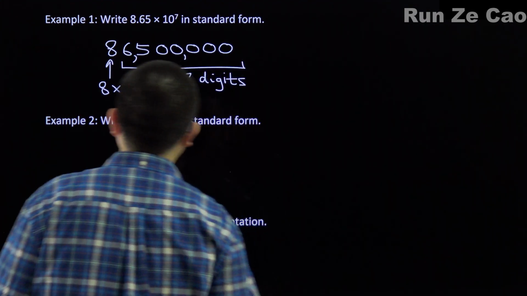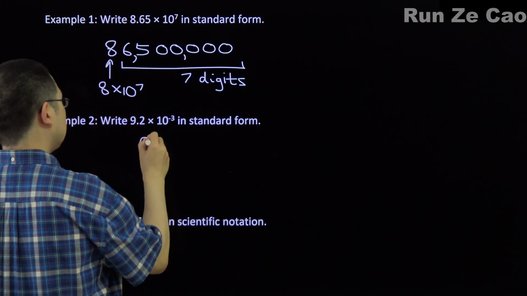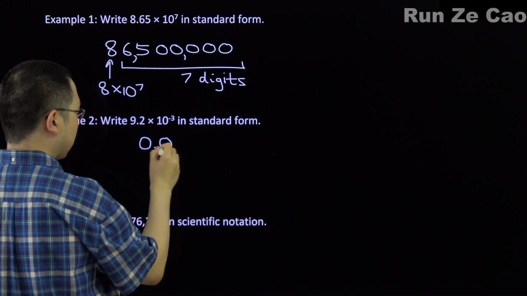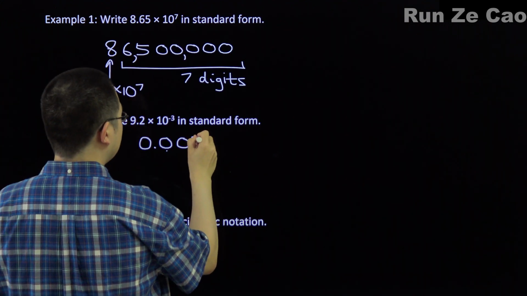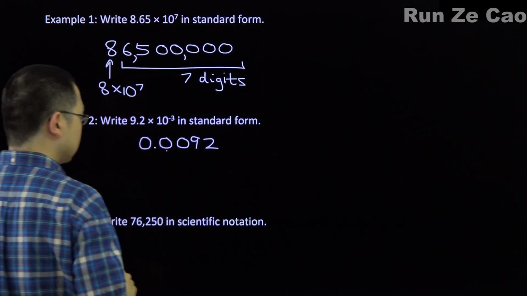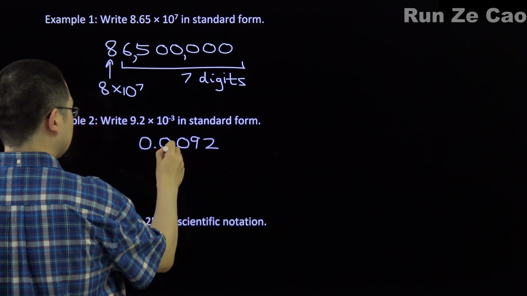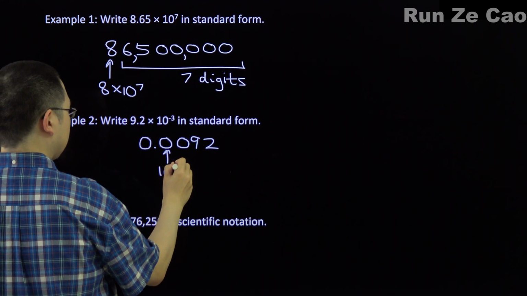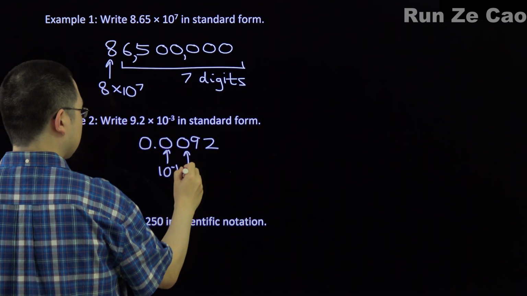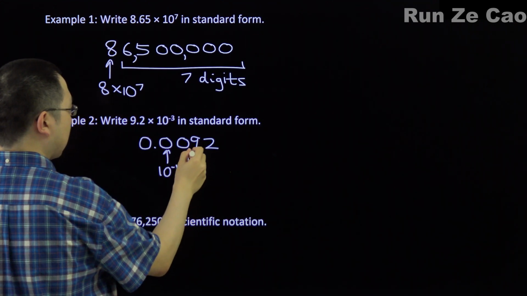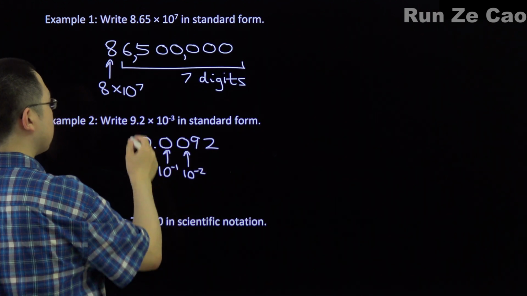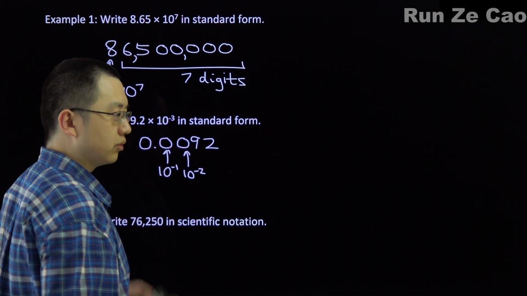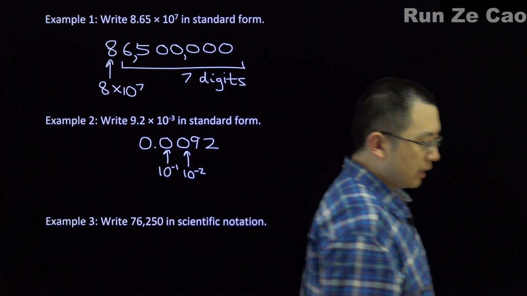9.2 times 10 to the negative third power. Well, 10 to the negative first, 10 to the negative second, and 10 to the negative third is here. So this is 10 to the negative first, 10 to the negative second, and then 10 to the negative third is going to be 0.001, and then multiply by 9.2 for this.